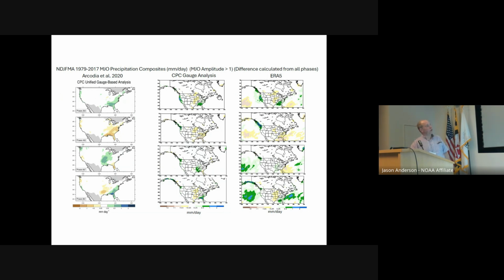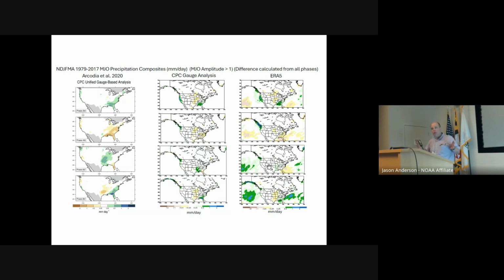CPC gauges land only. So you see that it duplicates results pretty well. So wetness across the Southeast and the West Coast for phases 2 and 3. Not very clear here, but there's some hints of dryness across the eastern part of the US for CPC gauge and also for ERA5 for phases 4 and 5. The wetness shows up both for the gauge, not so much though for ERA5.